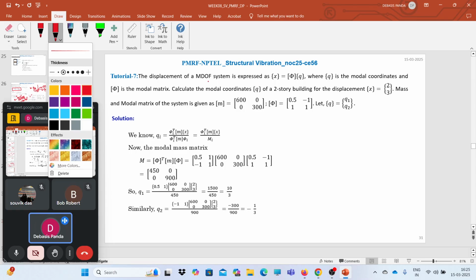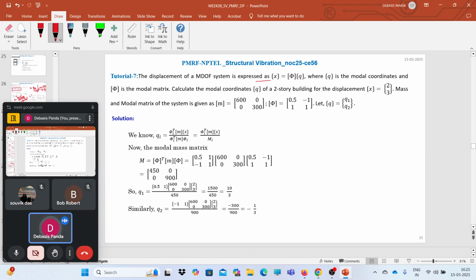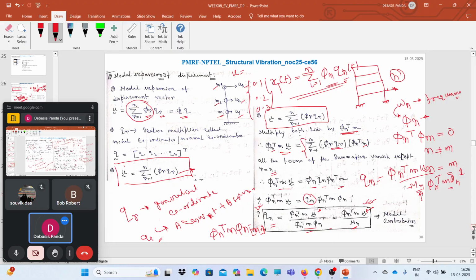Here, the displacement of the modal system is expressed as x equals phi into q. As I already said, the physical response is nothing but the mode shape matrix multiplied by the generalized coordinates, so q is the modal coordinates and phi is the modal matrix. Calculate the modal coordinate q for a two-story building where the initial displacement is given as 2 and 3. The mass and modal matrix are given. So you need to find q1 and q2. How? This is the formula.